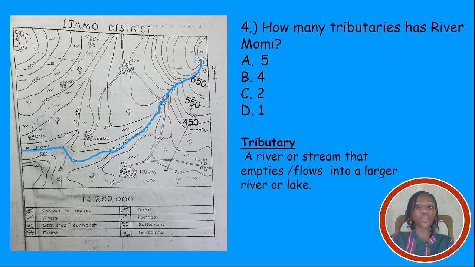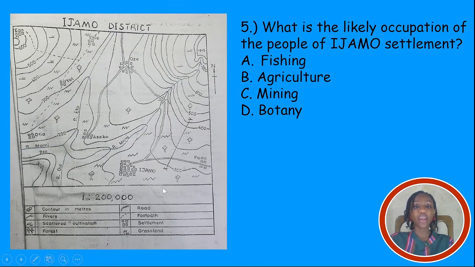I'm sure based on this, we can all identify the two smaller rivers that flow into River Mommy. Here, that is River Eko, and over here, River Ose. And therefore, we can say that River Mommy has two tributaries. What is the likely occupation of people of the Ijamo settlements?